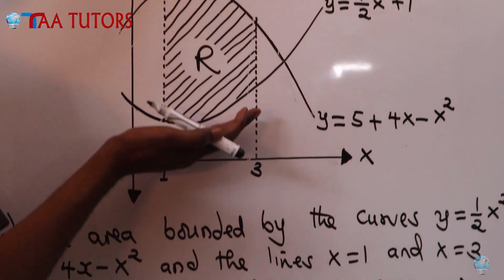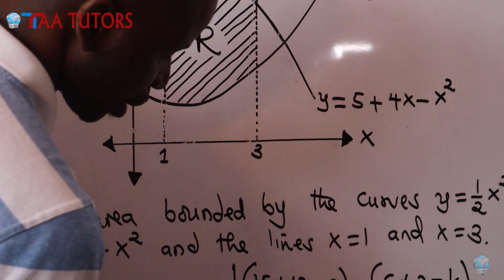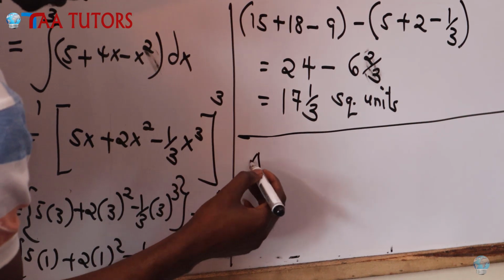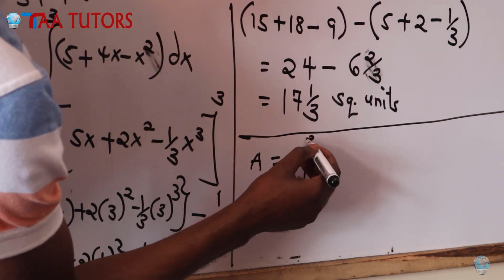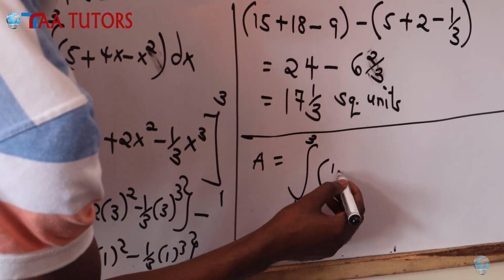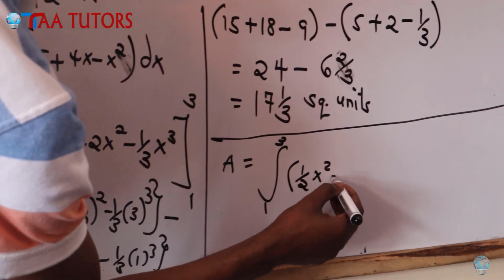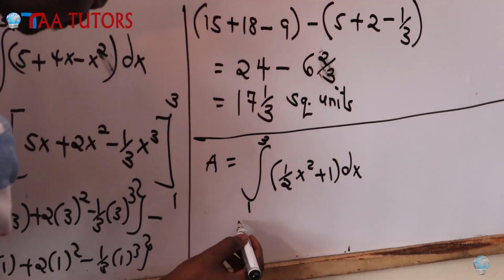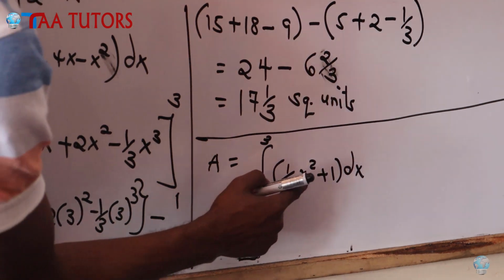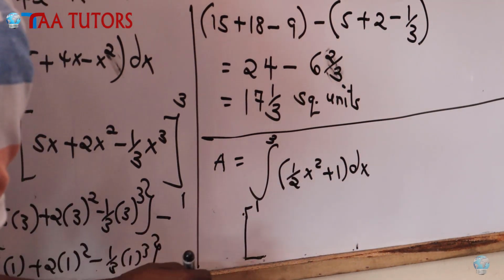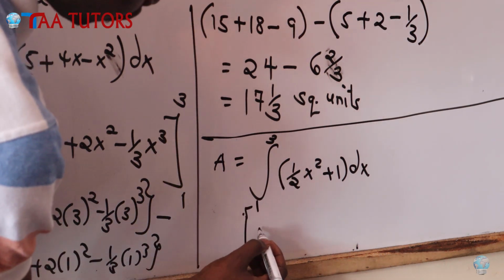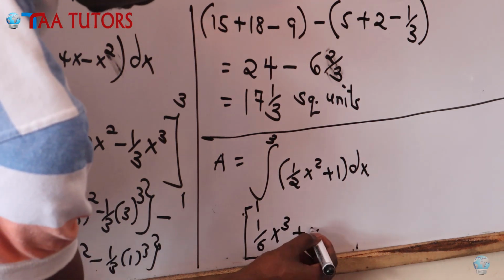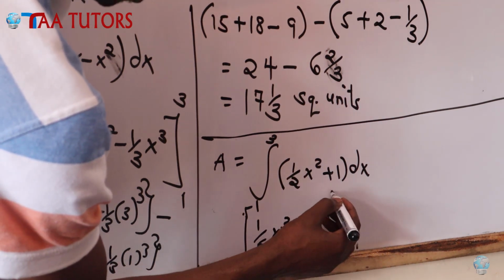We need to go to the area under the smaller curve. And the area under the smaller curve, if we start it here, that area will still be from 3 to 1, but now I have x squared plus 1 dx. If we integrate this one, we will get 2 plus 1, 3, so 1 over 6 x to the power 3 plus x. That 3 here, 1.